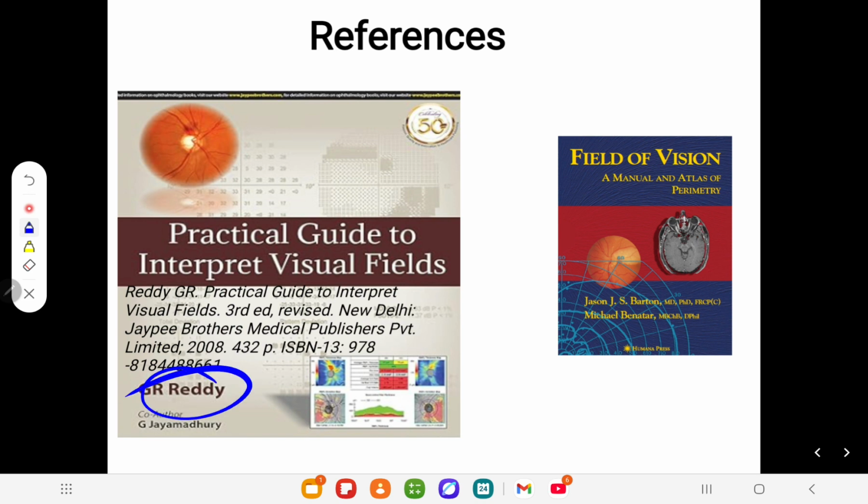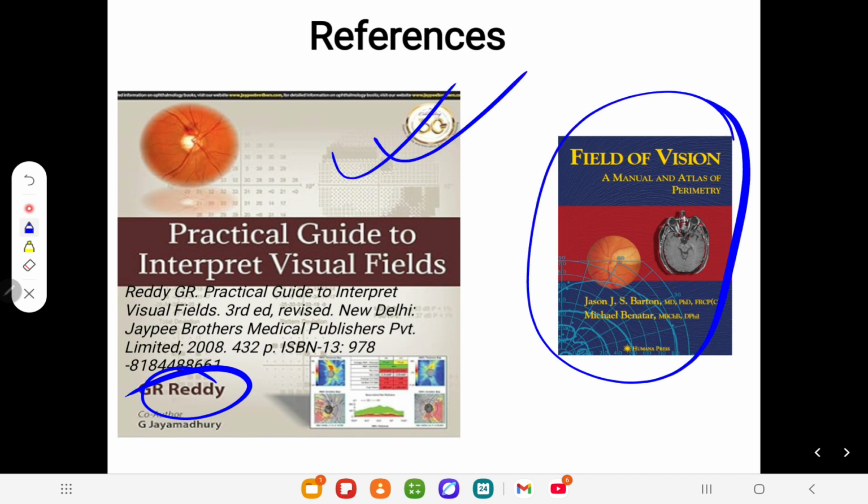We are ready, which is a great book. Just grab that book, and this is also a good book for reference on the Humphrey Field.